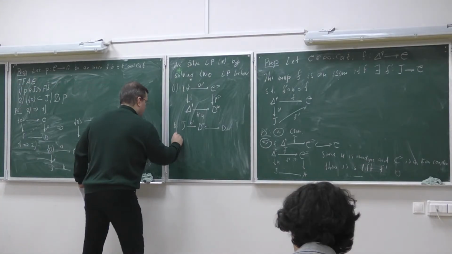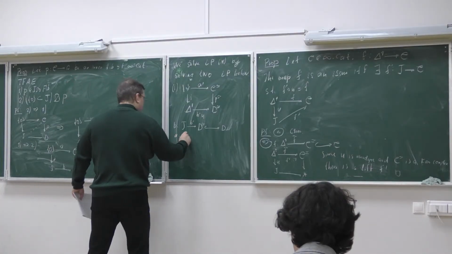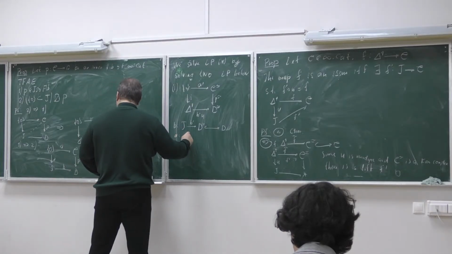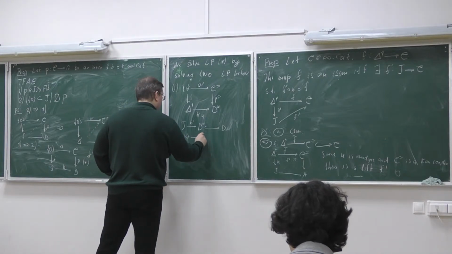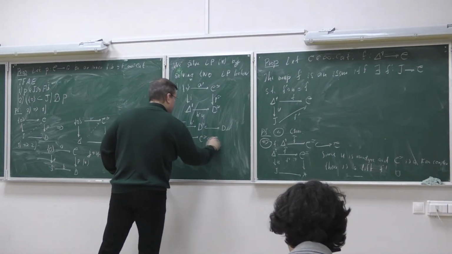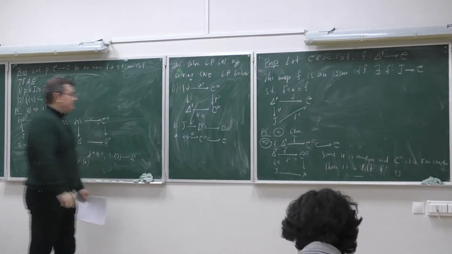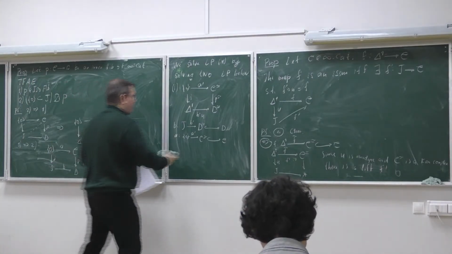So A, as a map from the 0, I can take this map from the 0 to the maximal subgroupoid of C, and then the inclusion into the C, and this is called A prime. So this is how I introduce maps A prime and B prime.